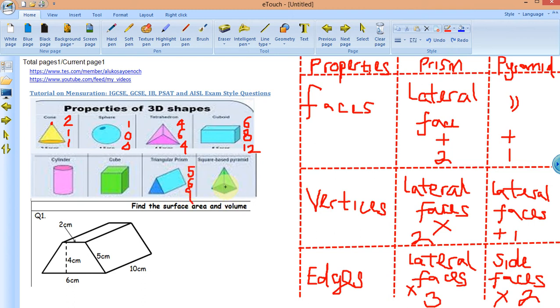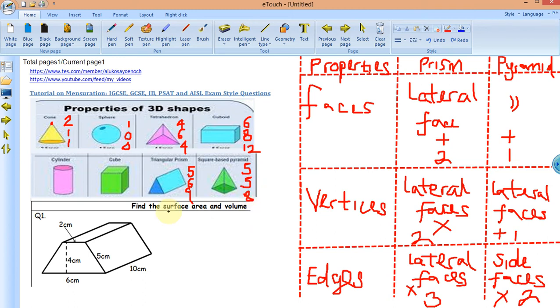So let's just apply this to this pyramid. So this is a prism. Let's work on the pyramid. For a pyramid, it says side faces plus 1 for the total number of faces. The pyramid is sitting on a square, so the side faces will be 4. So 4 plus 1, 5. So the total number of faces is 5 altogether for this square base pyramid. And for the vertices, we have side faces plus 1, so that is 5 also. Then for the edges, we have side faces times 2, so 4 times 2, that is 8. So guys, you can confirm that.